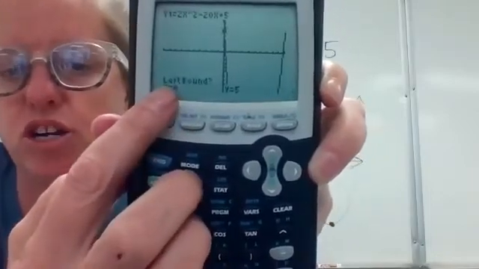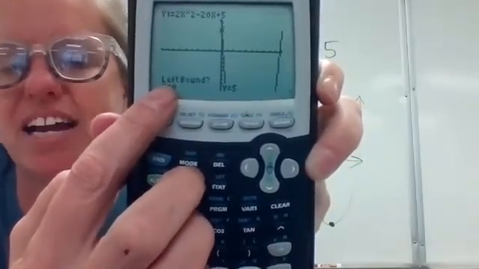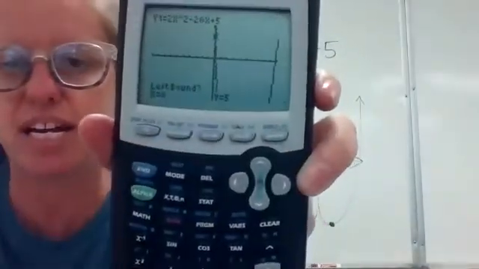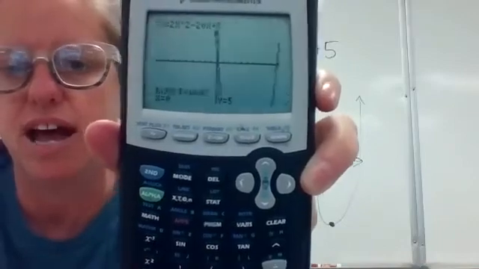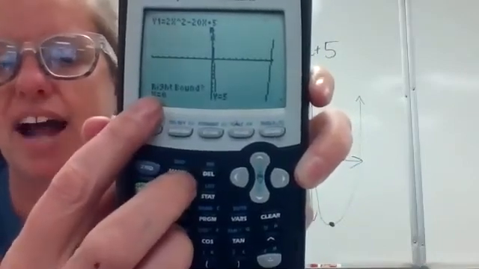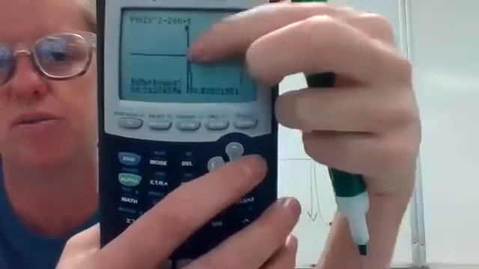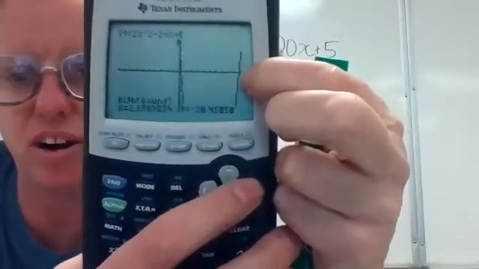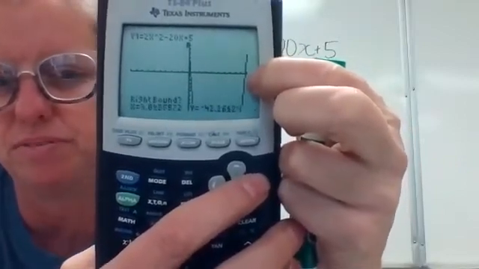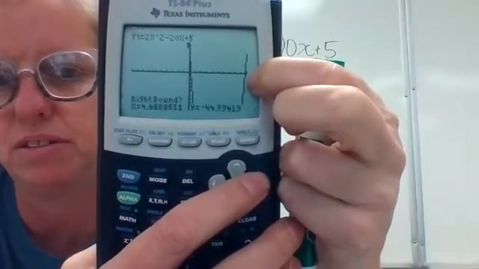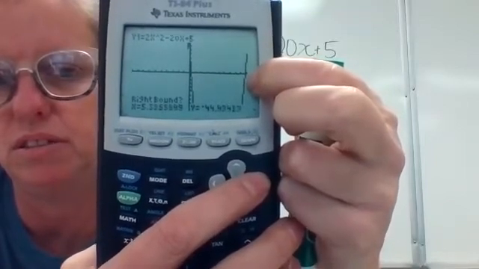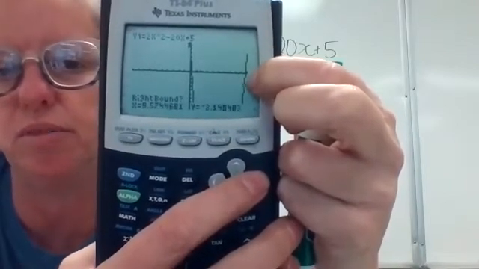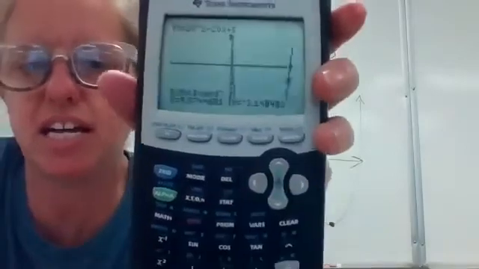Now, the first thing is you want your cursor to be on the left side of the parabola. And there's my cursor, and it is on the left. So go ahead and hit enter. And then you want to put it on the right side. So you're just going to hit this right arrow until you can see the cursor over here. Oh, there it is. And hit enter again, because now I can see it on the right side.